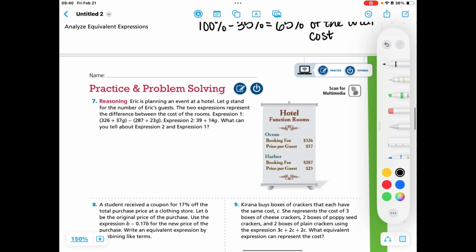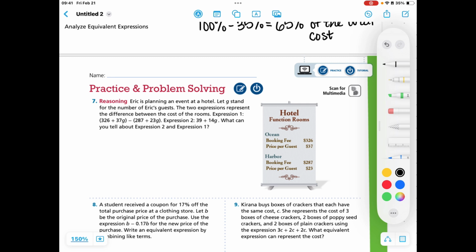Now, scrolling on down, I am going to do the odds just because 7 came first. So looking at this, we're going to start off with the reasoning problem. It says Eric is planning an event at a hotel. Let G stand for the number of Eric's guests. The 2 expressions represent the difference between the cost of the rooms. Expression 1 and expression 2. What can you tell about expression 2 and expression 1?